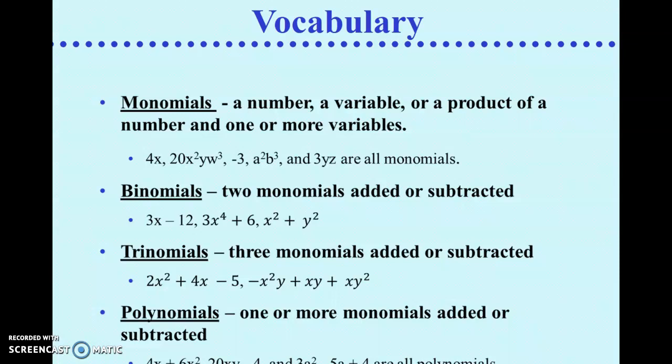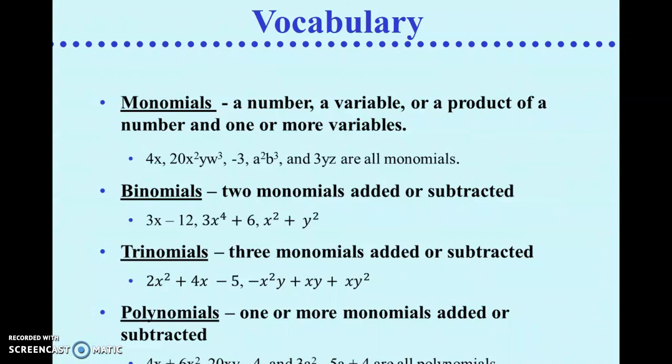For example, 4x is a monomial. 20x squared y w to the third, that's all one monomial. Negative 3 is a monomial. A squared b cubed is a monomial. And 3yz is a monomial.